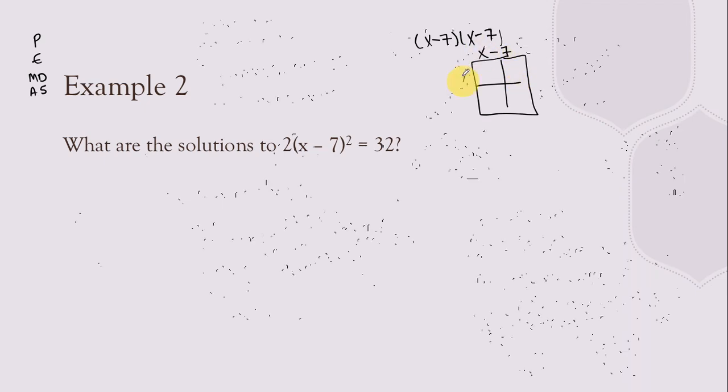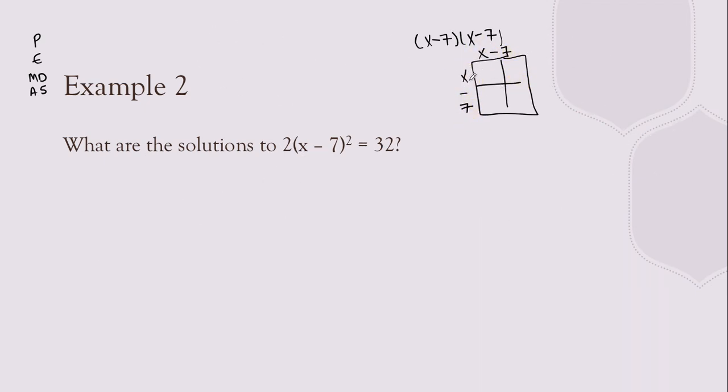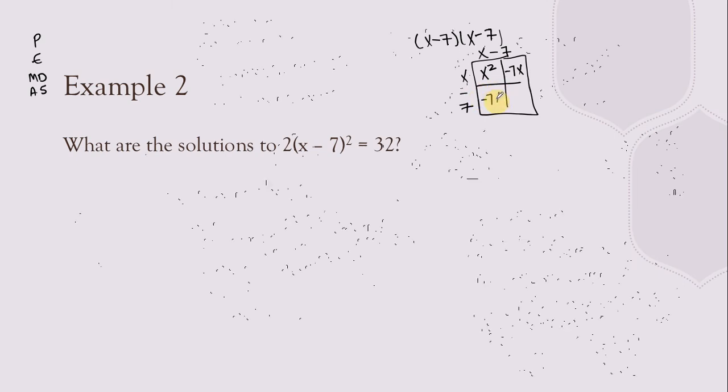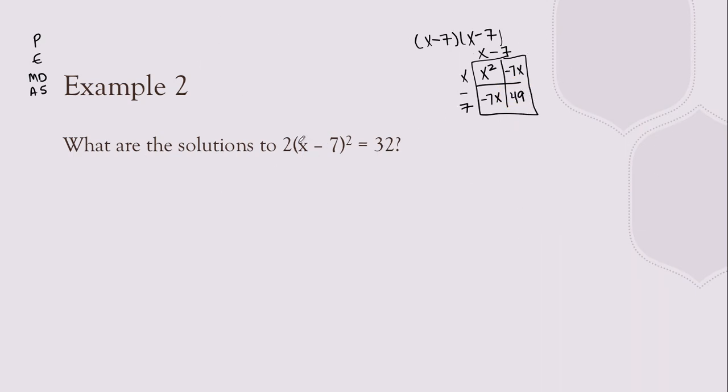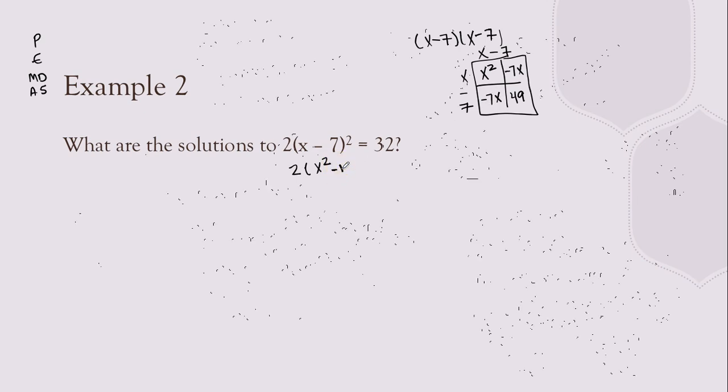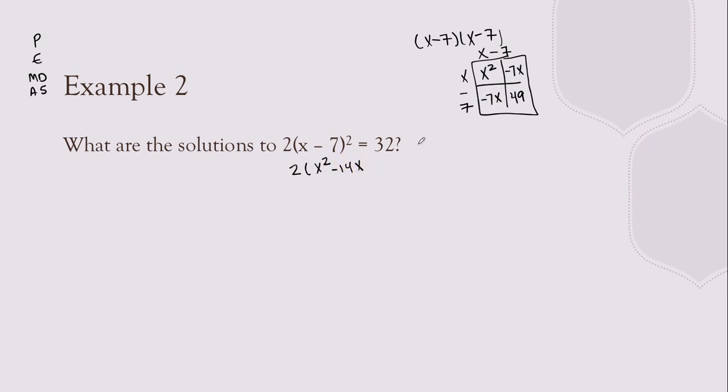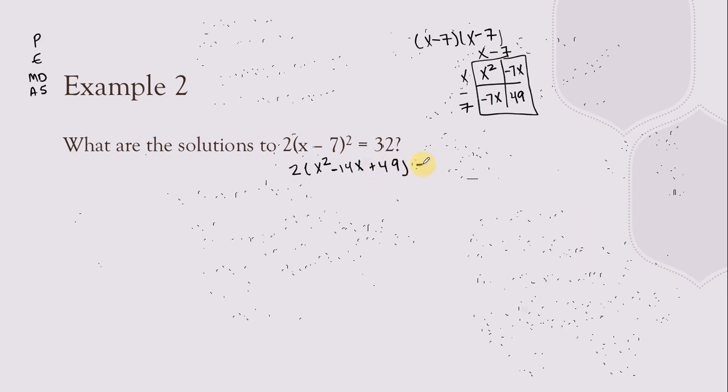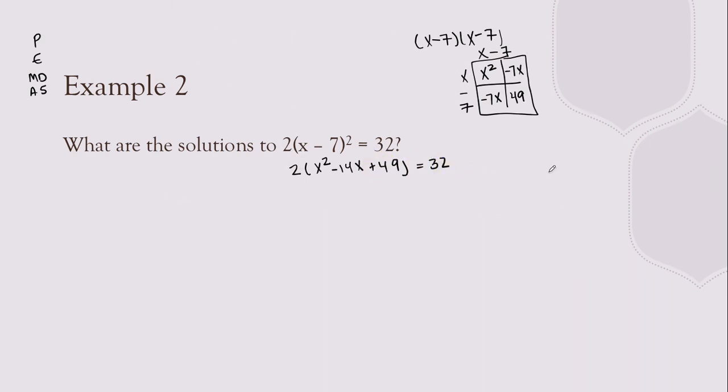Box method. So x times x, x squared. Negative 7 times x, negative 7x. Negative 7 times x, negative 7x. Negative 7 times negative 7, 49. So this x minus 7 squared actually is going to turn into 2 times x squared. What's negative 7x plus negative 7x? Minus 14x plus 49 equals 32. So we did our exponent first.